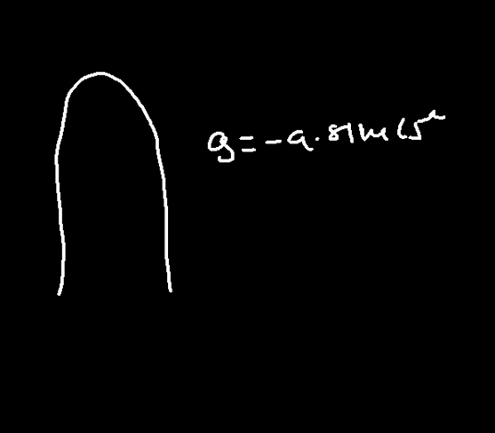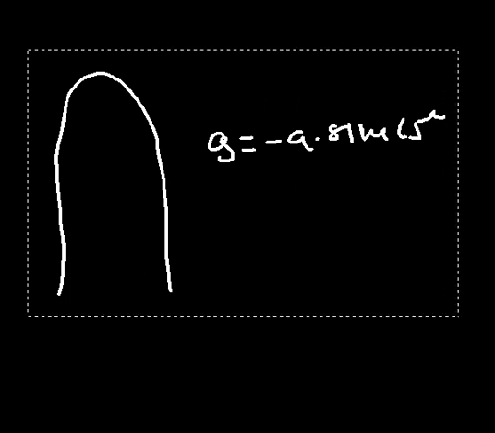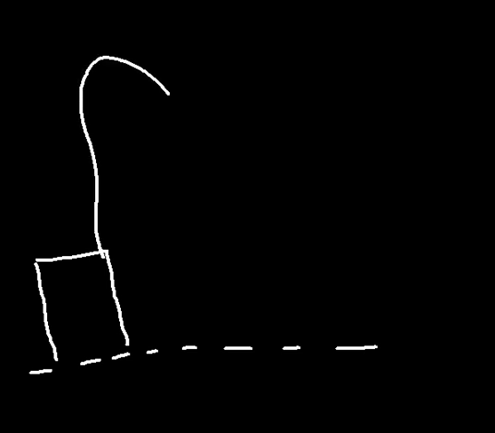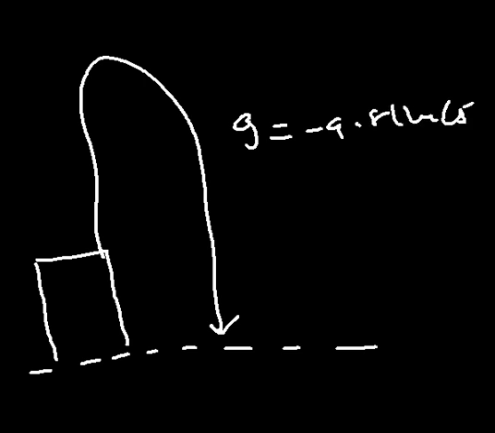And we also have the case where the object has been released from the top of a building, where we have the same analysis as well. Let's say this is the ground level. Now the object has been released from the top of the building and it goes back down. For the overall analysis, we'll also have negative 9.81 meters per second squared as the acceleration due to gravity in that case.